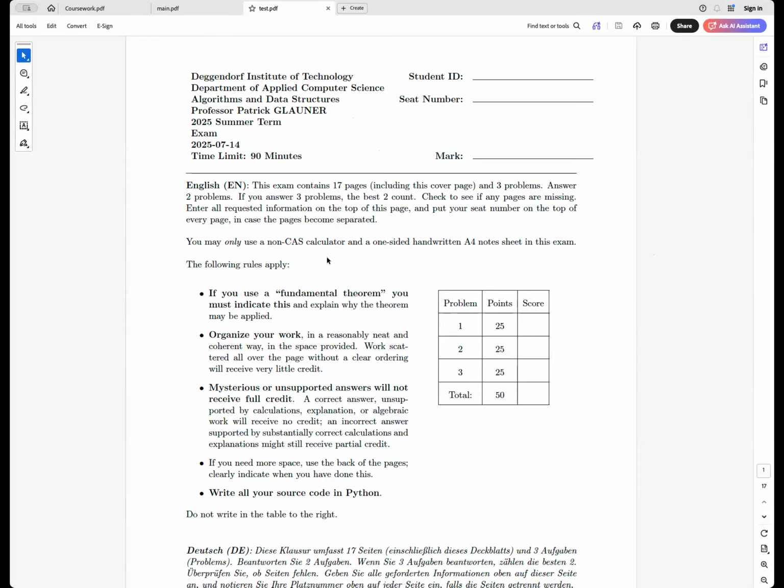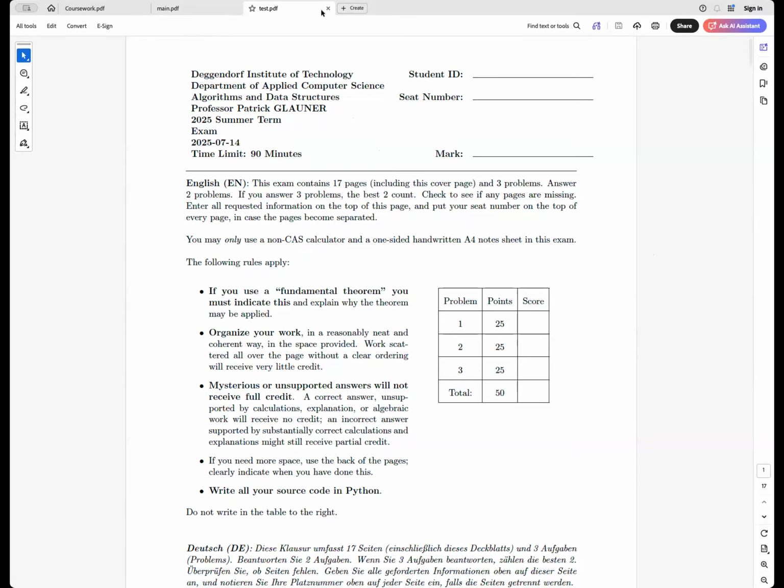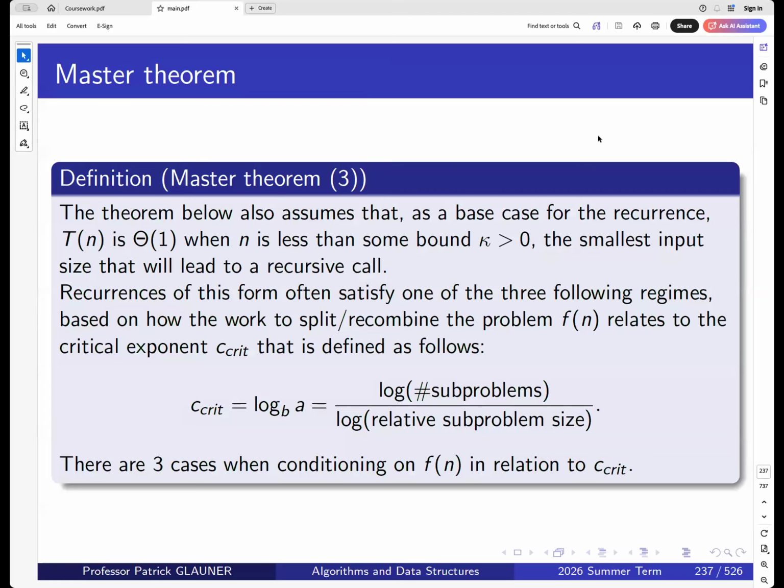So we're not looking into last year's exam. There's still more content to come, but bear this in mind that the note sheet could probably be quite helpful also with regards to the master theorem.